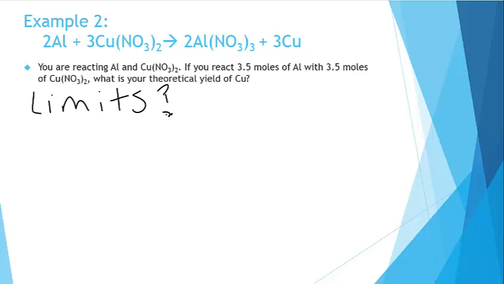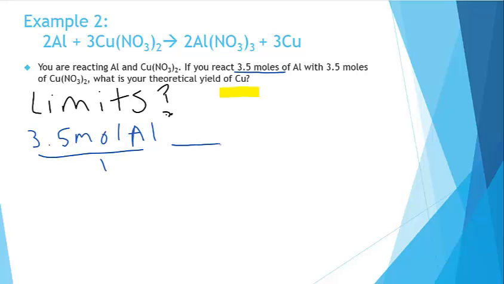So if you remember from our last video, what you're going to do is you're going to start with each one and solve for how much of one of the products they could make. So which product does it make sense to solve for this one? Copper, of course, because the problem asks us about copper. So let's start with our first piece of info here. You have 3.5 moles of aluminum. Okay, so starting with that, how much copper could you make?